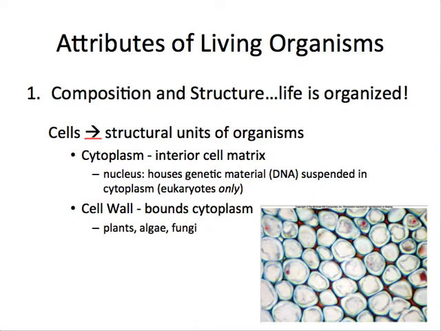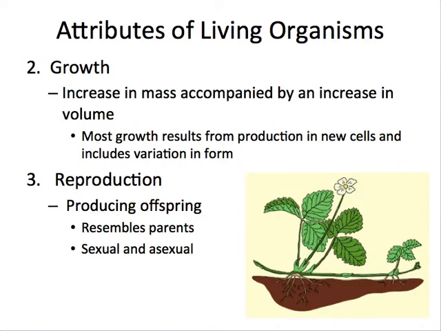Number 1, living things are composed and structured in an organized way, and that composition is in the form of cells. Cells are the basic units of life, and we know that cells have a cytoplasm, and plant cells have a cell wall that surrounds all of those living parts of the cell. Number 2 is growth. Living things grow, which means they increase their mass and their volume.